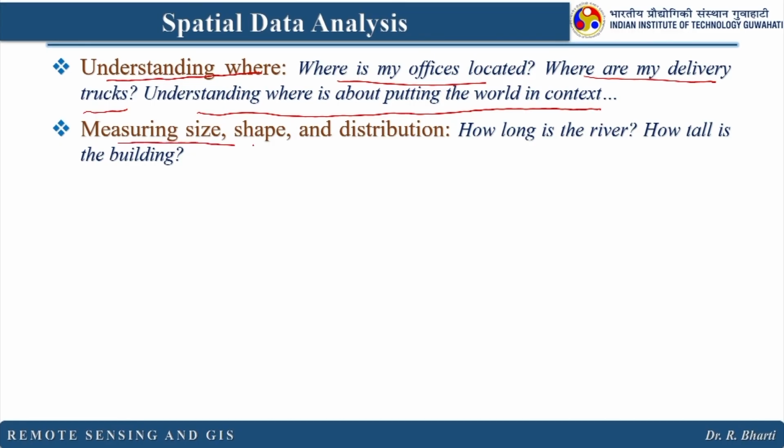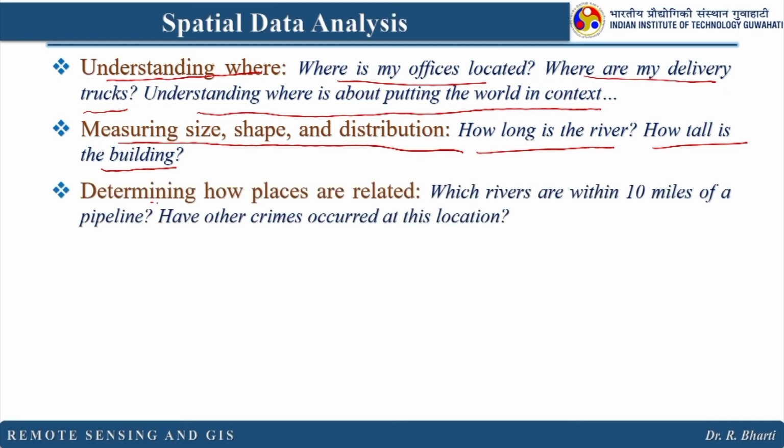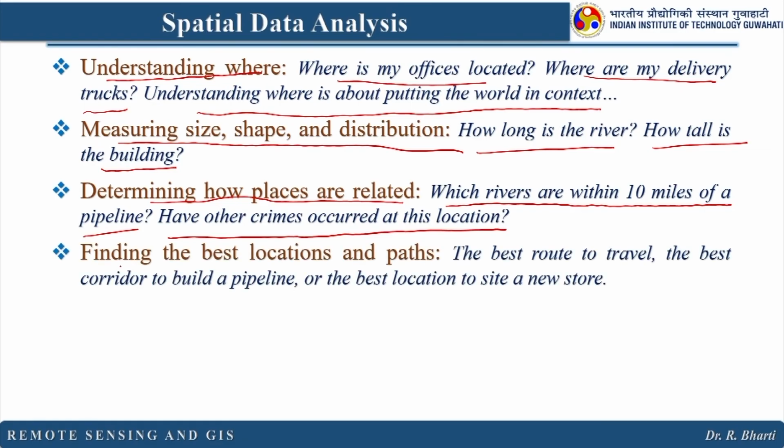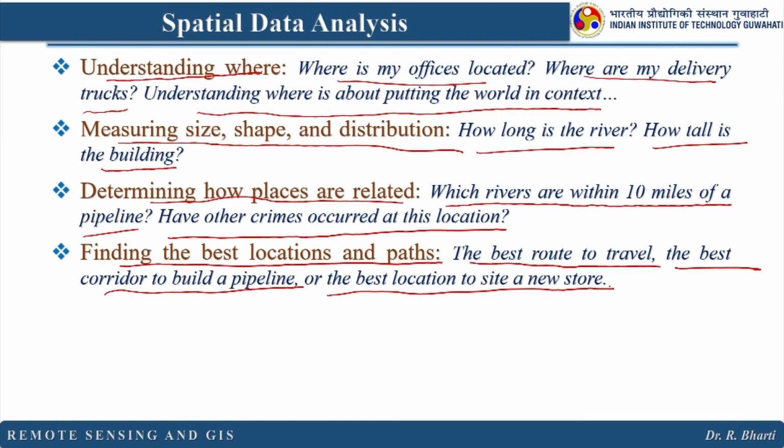Measuring shape, size and distribution: how long is this river? How tall is the building? Those things you can easily do with this GIS. Determining how places are related: which rivers are within 10 miles of a pipeline, have other crimes occurred at this location? Finding the best location and path: the best route to travel, the best corridor to build a pipeline, or the best location to site a new store.